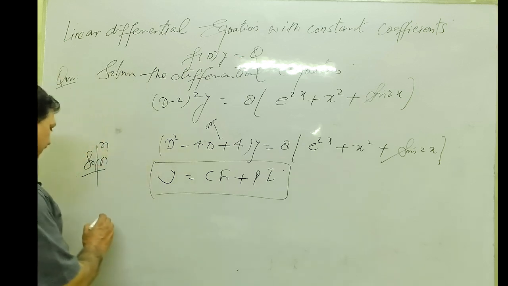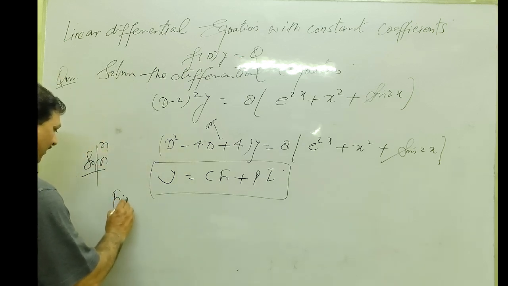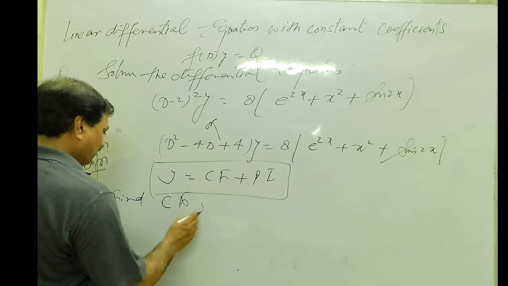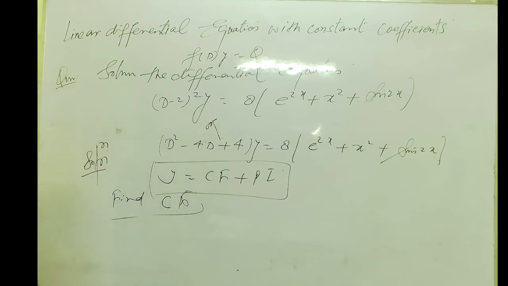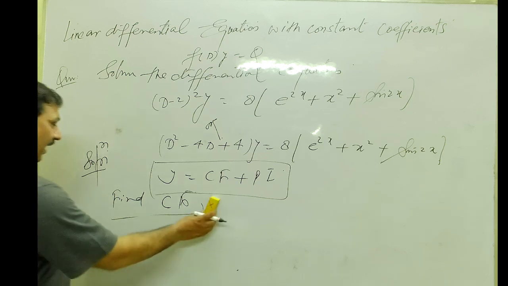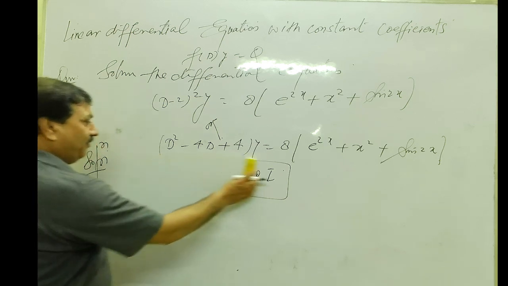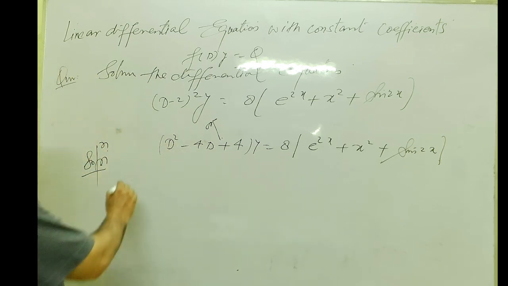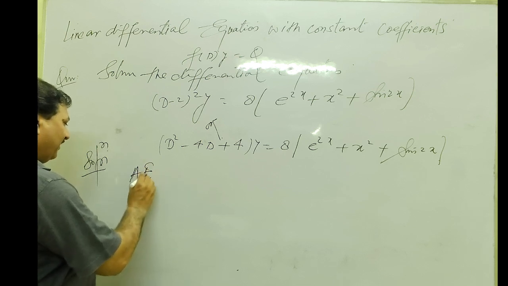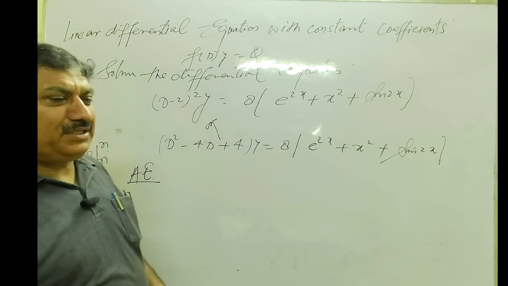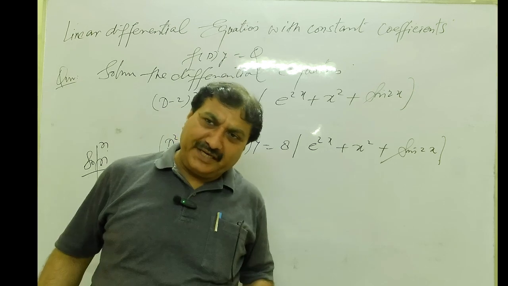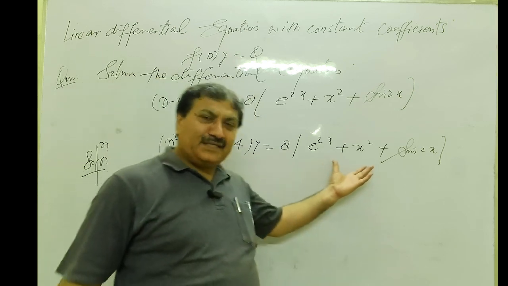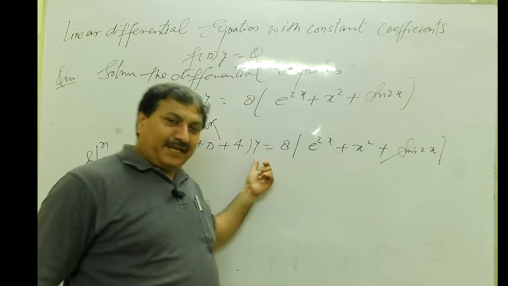Find CF, that means complementary function. First of all, we will calculate the auxiliary equation. When we find the auxiliary equation, we equate the right hand side to 0, replace y by 1 and D replaced by m.